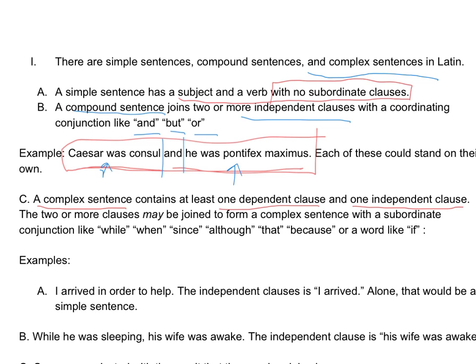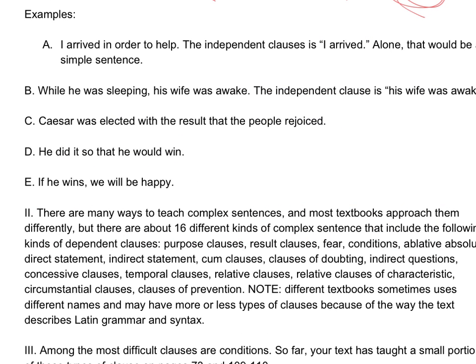But when you have two or more clauses joined to form a complex sentence, there's going to be some kind of coordination between them. One of them is going to be dependent upon the other. They're going to be joined by conjunctions, but not like and, but, or. They're going to be joined with conjunctions like while, when, since, although, that, in order that, because, or they're going to have a word like if. Now look at these examples of complex sentences.